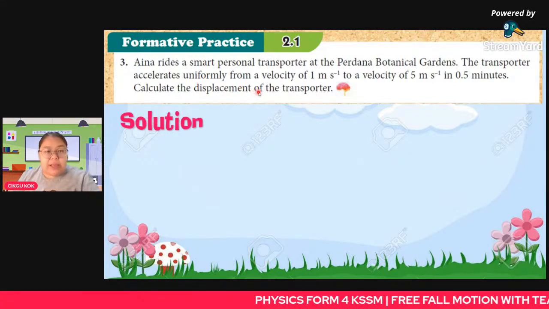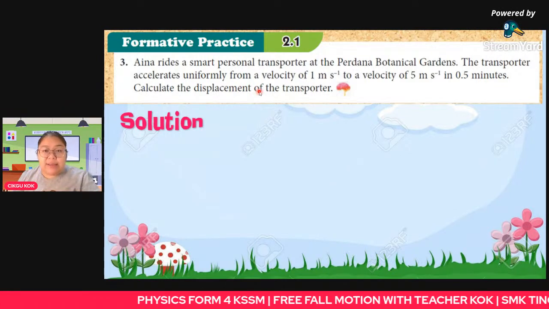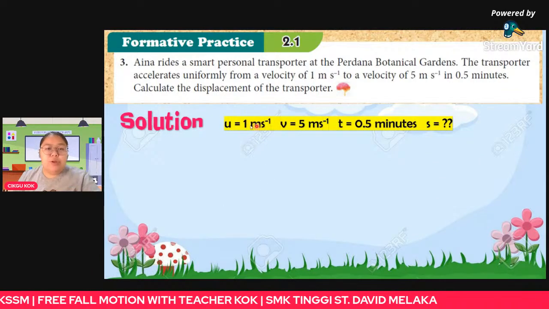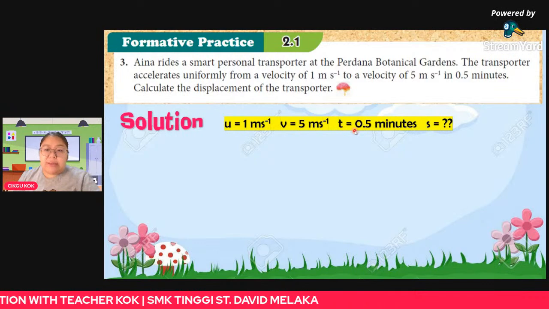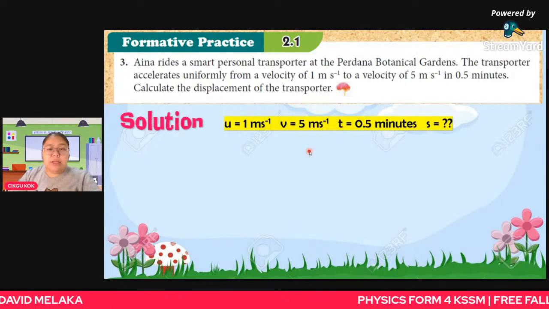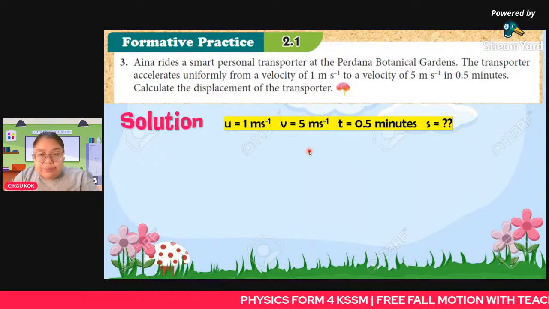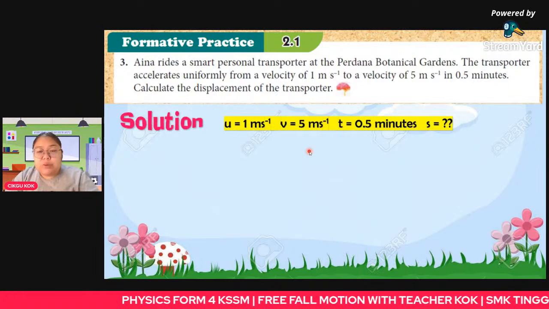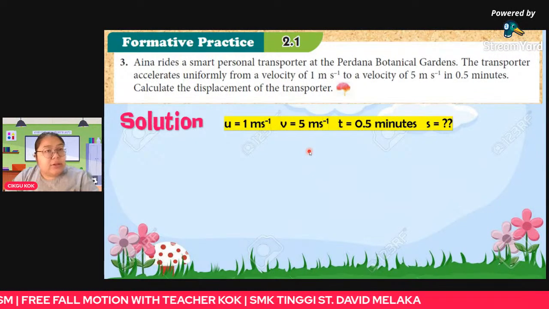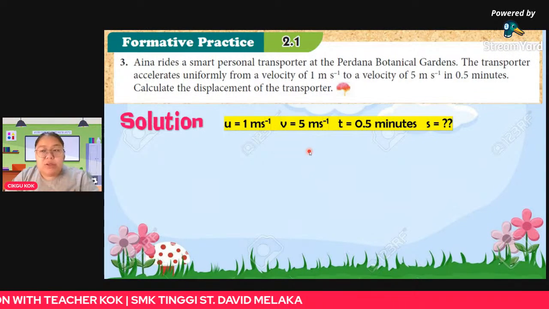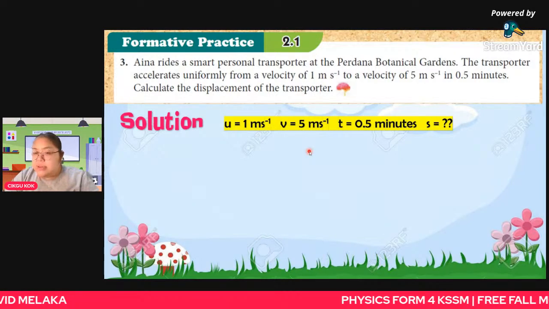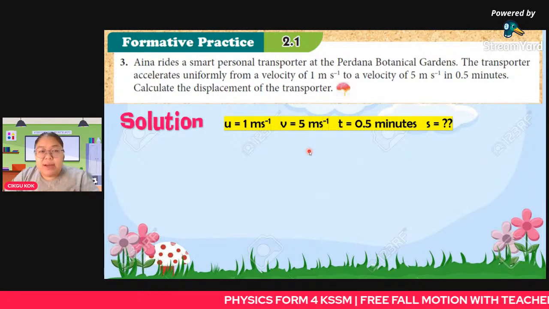Calculate the displacement. Okay, the question needs S, displacement. Again, we show the info. u is 1, v is 5. Time taken is 0.5 minutes. The question wants to find displacement. So from here, they totally never mention acceleration. Okay, which equation has totally no acceleration? So now I also need the students to give me the response. Which one has no acceleration? Okay, we're going to check which equation has no acceleration.